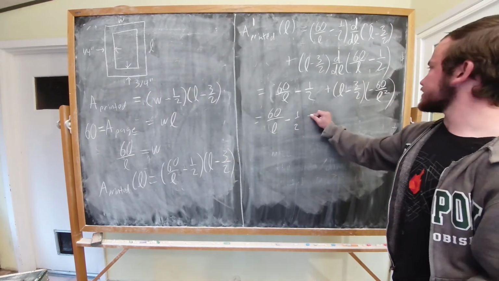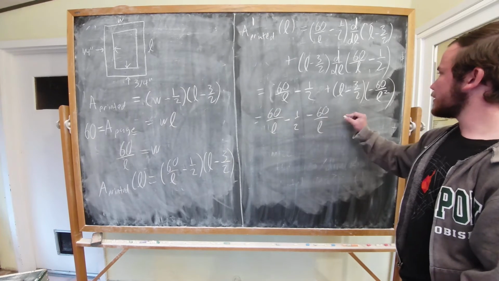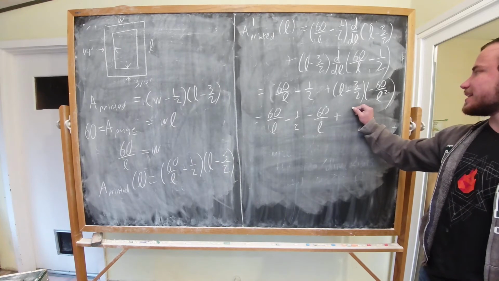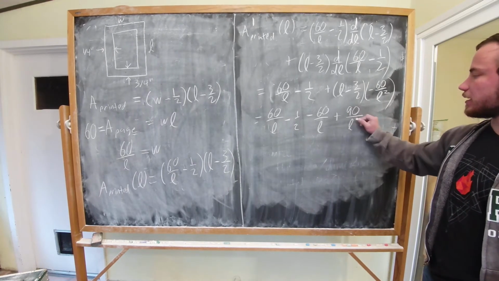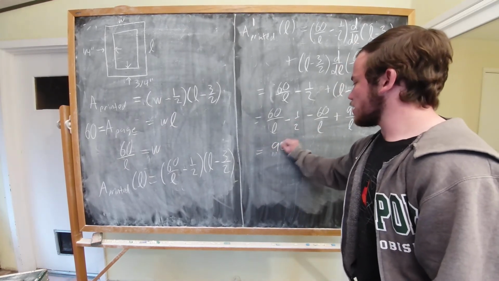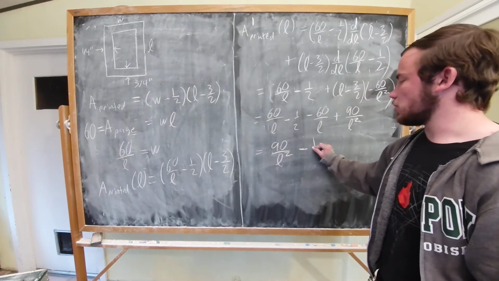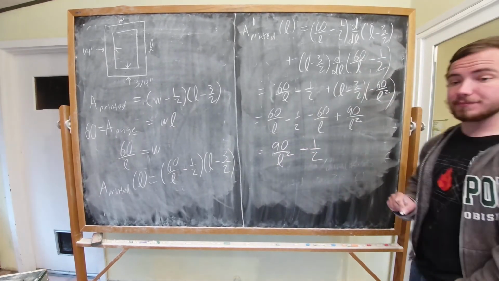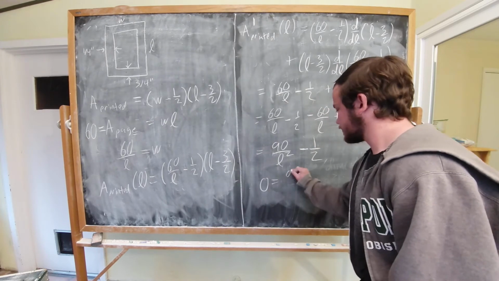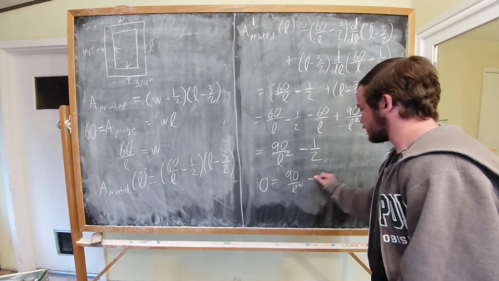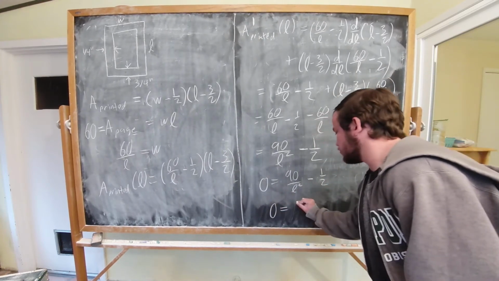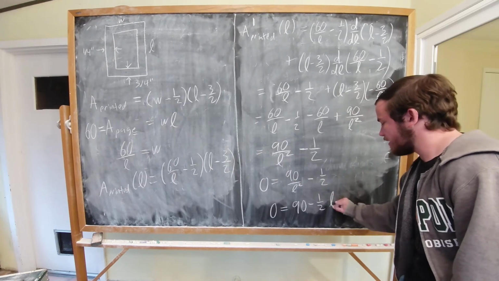This will give us minus 60 over L plus 3/2 times 60 is 108 divided by 2, 90 over L squared. Those cancel out. We're left with 90 over L squared minus 1/2. Great, now we can optimize. Set this thing equal to 0. Multiplying through by L squared gives us 0 is equal to 90 minus 1/2 L squared.